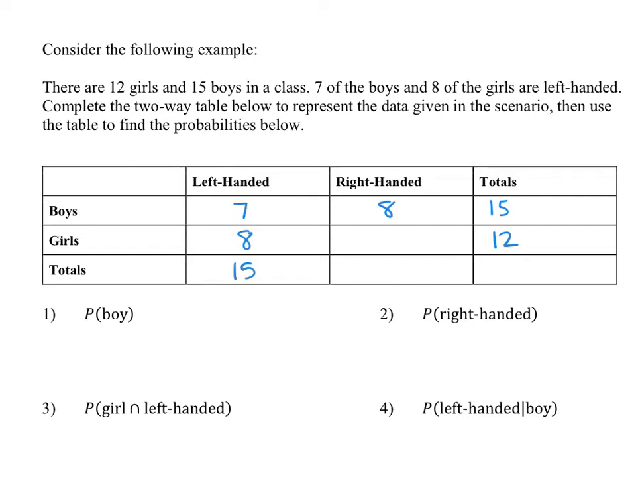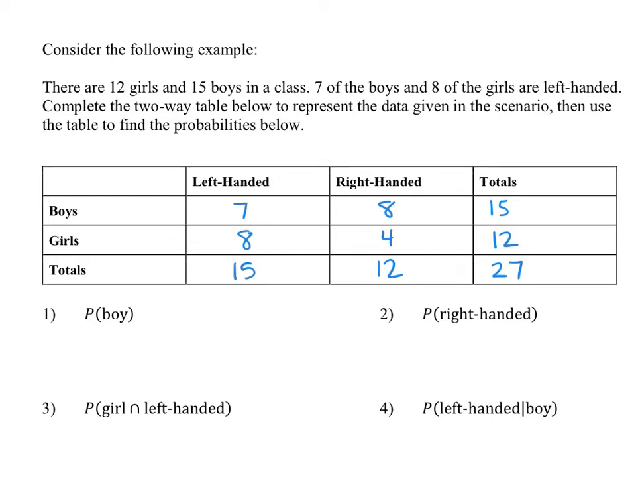If there are 8 left-handed girls, then how many are there if the total is 12? There must be 4 right-handed girls. And now I can look at the right-handed column and add those together to get that there are 12 total right-handed people in the class. And then looking at my totals, I can add going down to get 27, or I can add going across to also get 27.